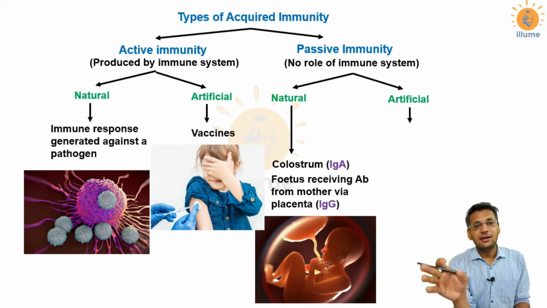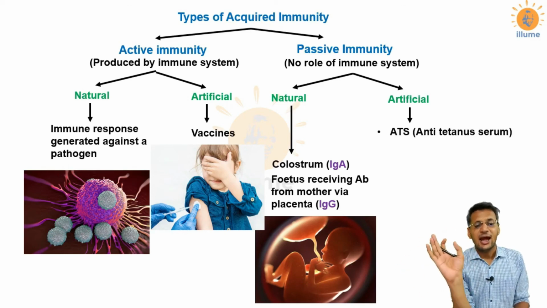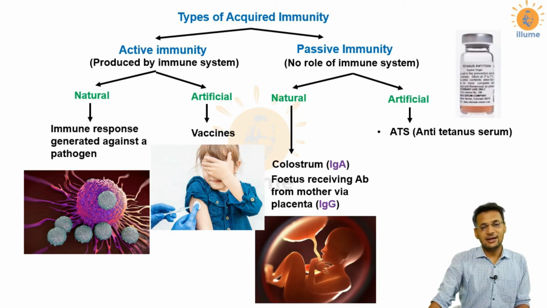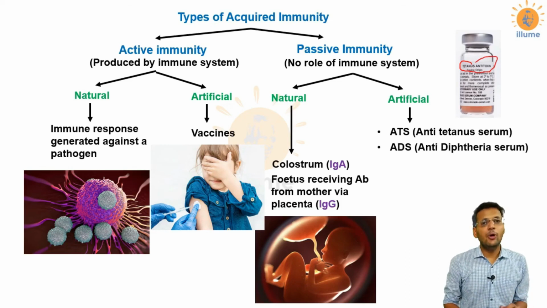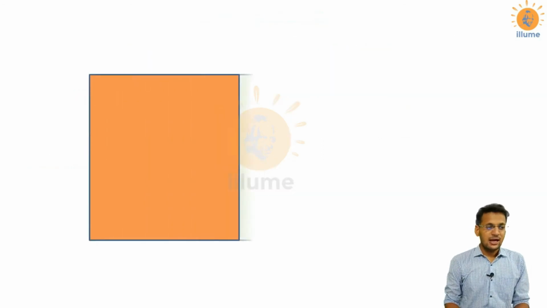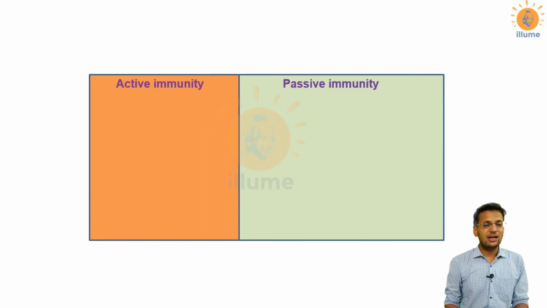That particular preparation is called anti-tetanus serum, which has preformed antibodies against tetanus antigens. And the other example is anti-diphtheric serum, called ADS, which has preformed antibodies against the toxins of diphtheria. As you can see in the picture, this is an anti-tetanus toxin. So this is an artificial type of passive immunity. The point to remember is that vaccination is an example of active immunity and not passive immunity. Now let's take the differences between active and passive immunity.